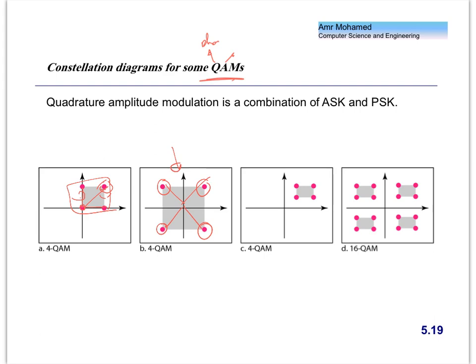But if we want to combine the two, we can have something like this, which is a 16 QAM. So for 16 QAM, we can have 16 different sine waves, okay? And we can change amplitude and phase to generate 16 different symbols, and each of these symbols will represent a bit combination of 4 bits.